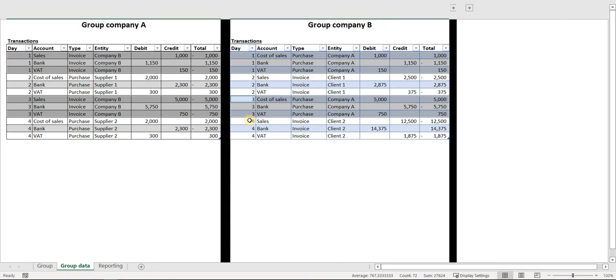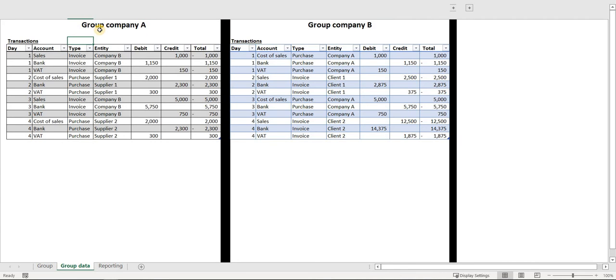How are we going to demonstrate this? We're going to use a small data set for each of these, a company A data set and a company B data set. Here are the transactions that took place in company A and company B. On day 1, company A made an invoice out, so it sold to company B, which is the group company, an amount of 1,000 Rand, and it got into its bank 1,150 Rand, which was inclusive of VAT. In company B's books, they purchased on day 1 from company A 1,000 Rand to cost of sales, and they paid 1,150 Rand, and they claimed 150 Rand of VAT.